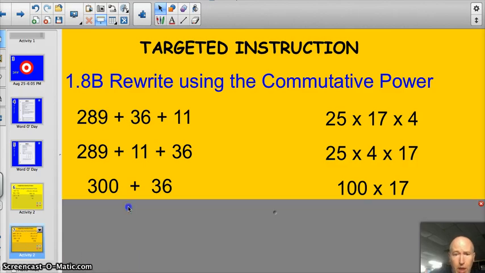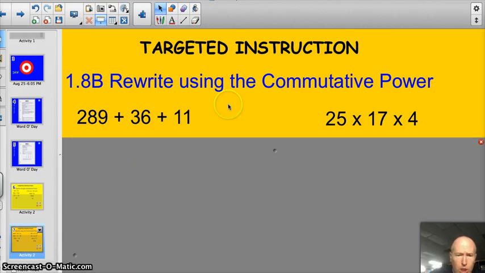1.8b, the commutative property. Commuting allows us to move numbers around. As long as it's all addition or all multiplication, you can move the numbers around into any order that you want and perform the operation. So go ahead and pause and rewrite these two expressions.